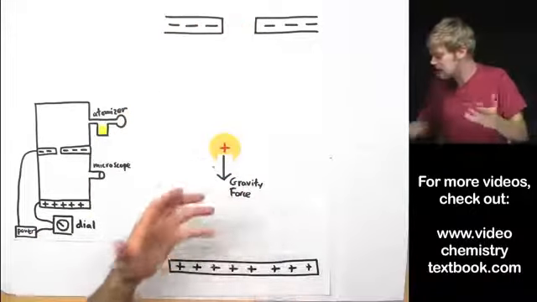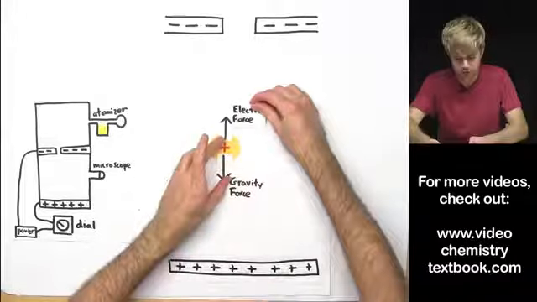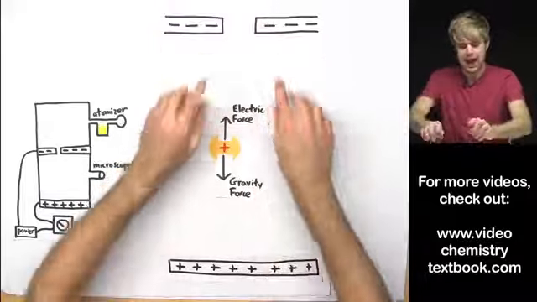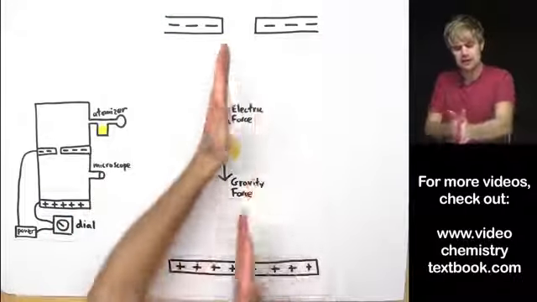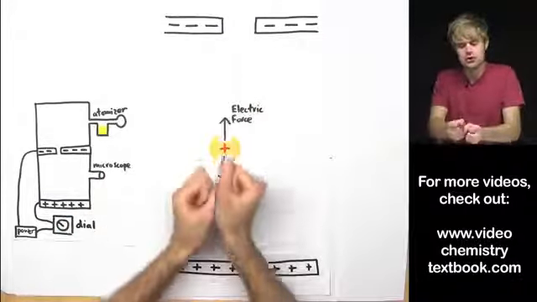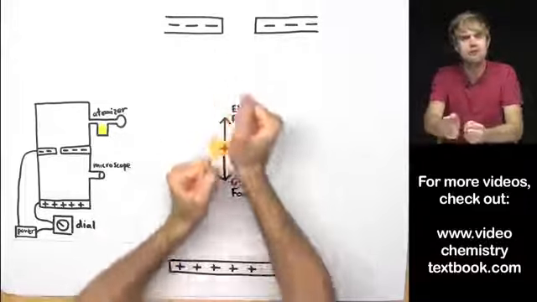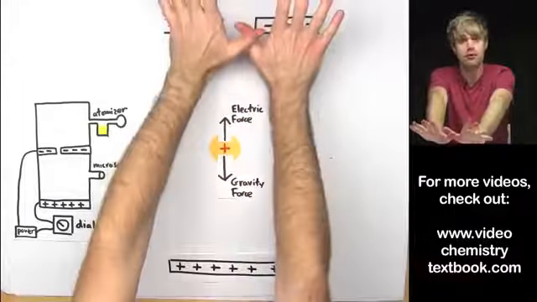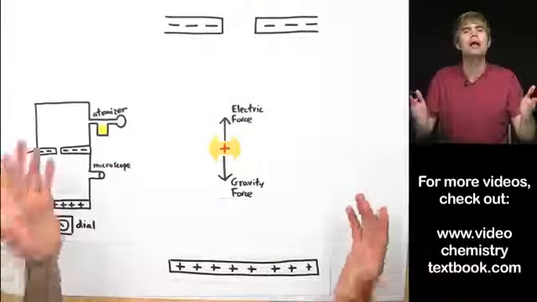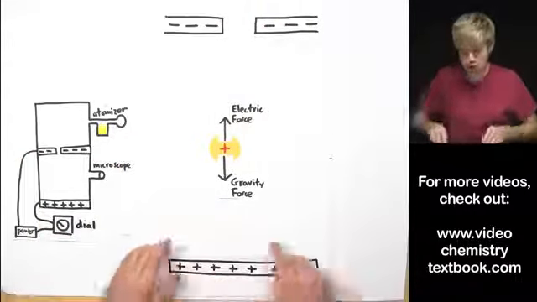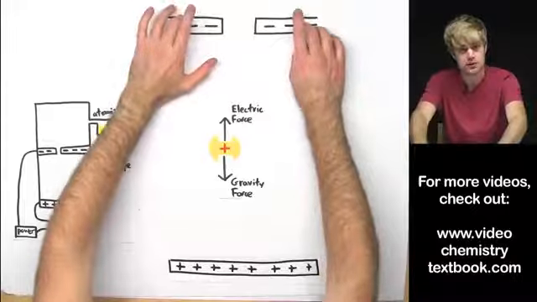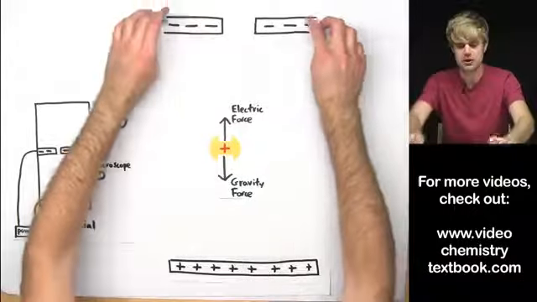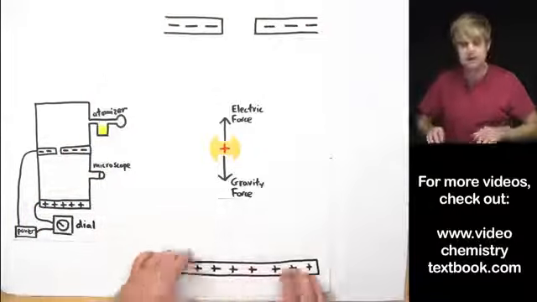All of this adds up to an electric force that is going to be pushing in this direction, in the opposite direction of gravity. So it's like these two forces are battling it out, one pushing down, one pushing up. Who wins? Well, it depends on how strong the electric force is. And the electric force depends on the charge that's in these plates.